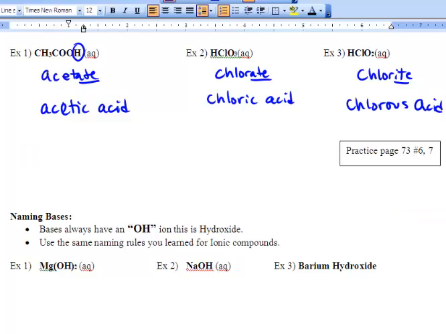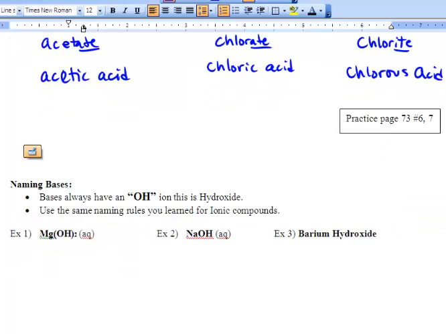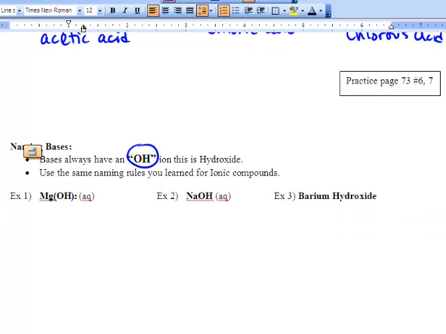Now we've done acids, now we're on to bases. Now bases always have an OH ion, and this is hydroxide. So use the same naming rules as we did for ionic compounds the other day, and we've got Mg(OH)2, and so we've got magnesium hydroxide. Over here we've got NaOH, and we've seen this one before, sodium hydroxide.